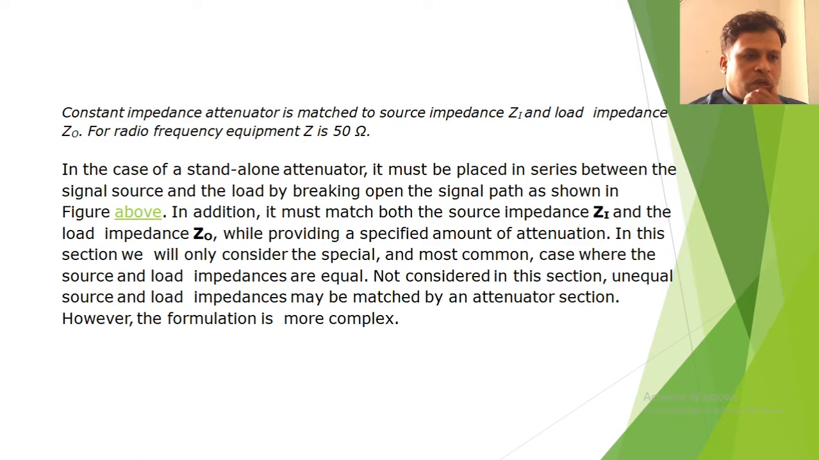Now the constant impedance attenuator is matched to a source impedance Z1 and load impedance Z0. For radio frequency equipment, Z is 50 ohms. You have to remember this value: for radio frequency equipment, the impedance value is 50 ohms.